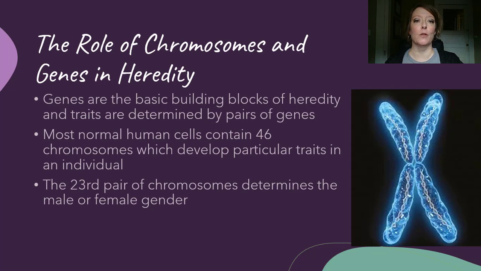So let's first talk about the role of chromosomes and genes in heredity, because these are the building blocks of heredity. Genes are the basic building blocks of heredity, and traits are determined by pairs of genes. So it's basically coming from the sperm and the egg and the genetic makeup of those two cells. Most normal human cells contain 46 chromosomes, which develop particular traits in an individual. So it's, again, the combination of those chromosomes that's going to determine whether you have certain characteristics, not just based on what you look like, but also how you behave and your disposition. And the 23rd pair of chromosomes determines the gender.